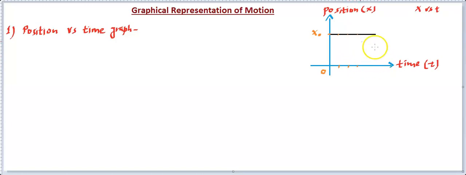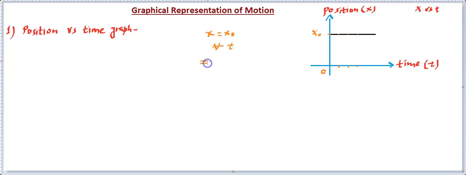That means as the time passes, the position does not change. Position remains the same. So this is basically indicating x is equal to x naught, and this x is equal to x naught is for all values of t. That is permissible. Whenever this is the case, we say the particle or object is not changing its position. And whenever there is no change in position, that means the object is at rest, because it's not changing its position with respect to time.